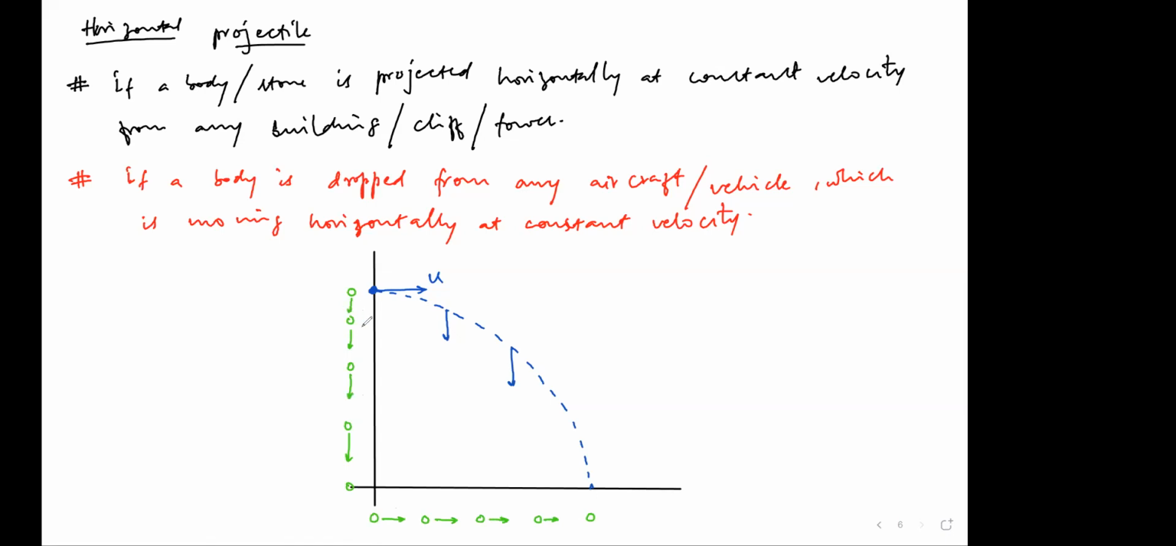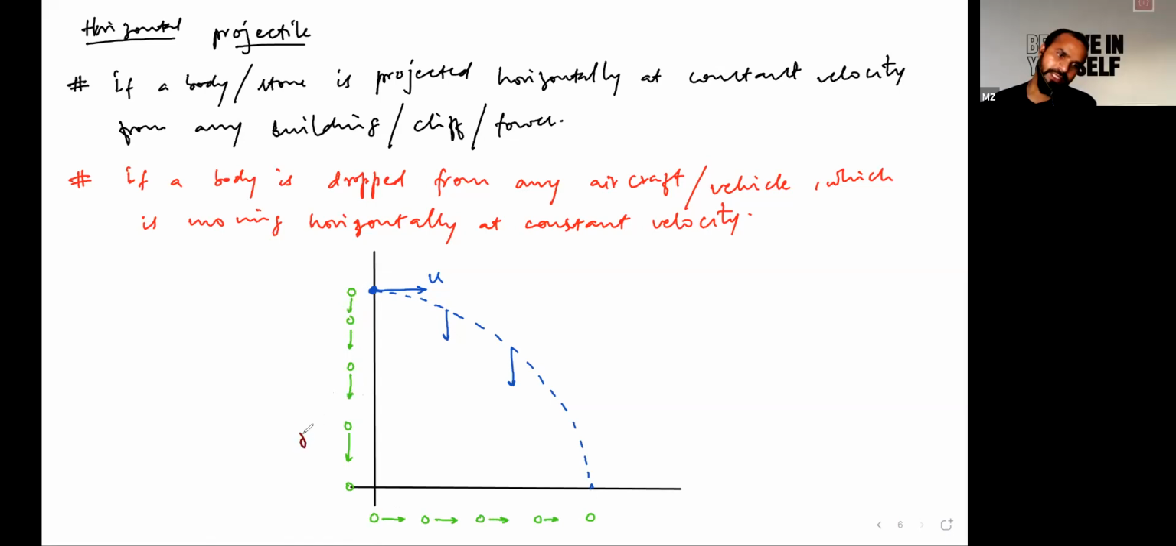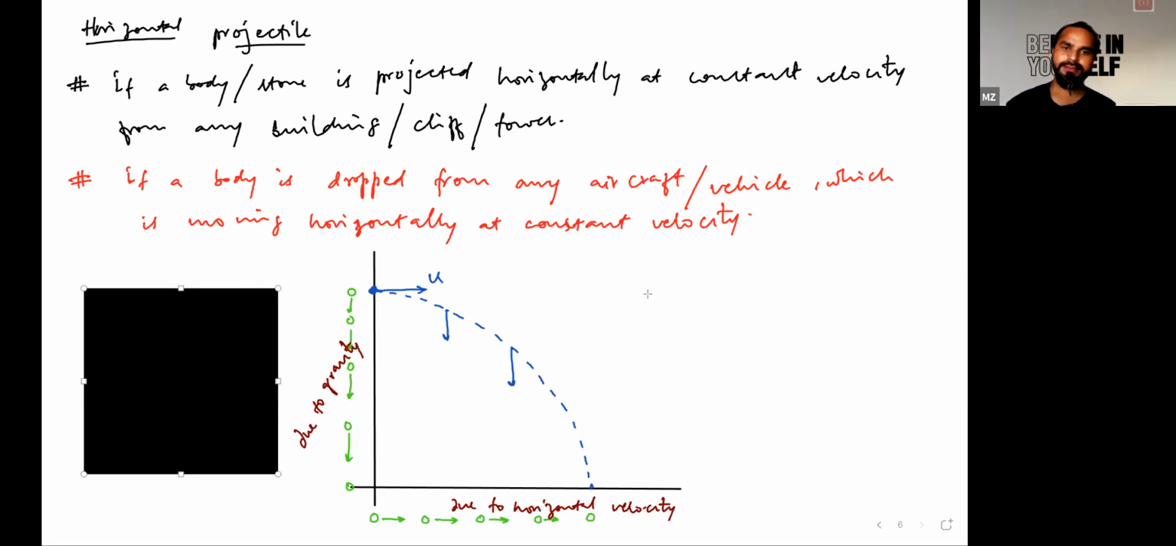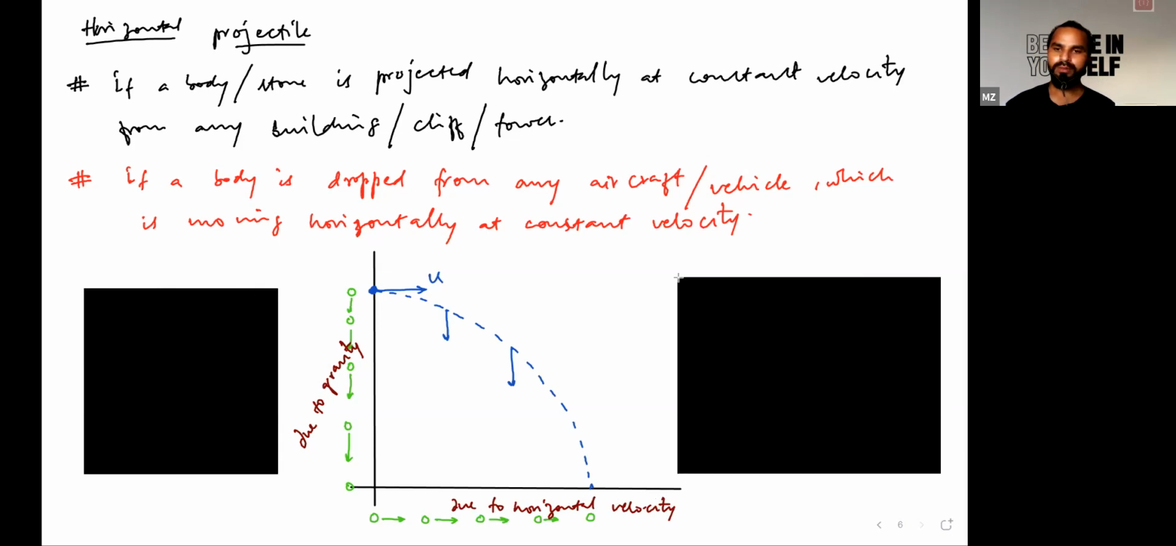Yes, sir. So this particular vertical motion of the object is due to gravity, and this particular horizontal motion is due to the horizontal velocity. So we mainly have two different components, one along the x-axis and the other along the y-axis. I'm defining the component along the x-axis and the component along the y-axis.